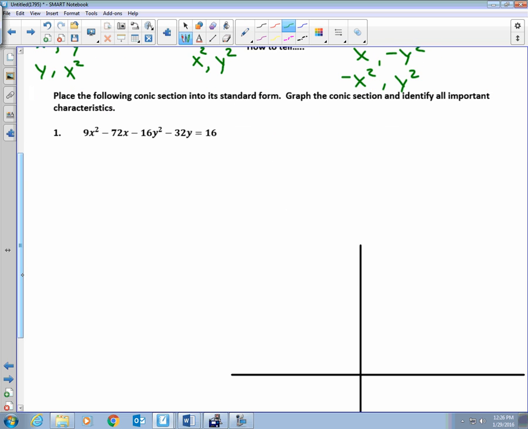So let's go to work and complete the square. I'm going to group the x's together, and what can I factor out of the x's? A 9. Yes. However, you will remove the squared then, and we want to be able to complete the square. So what do you take out of the y's? Negative 16. And you're left with y squared plus 2y.